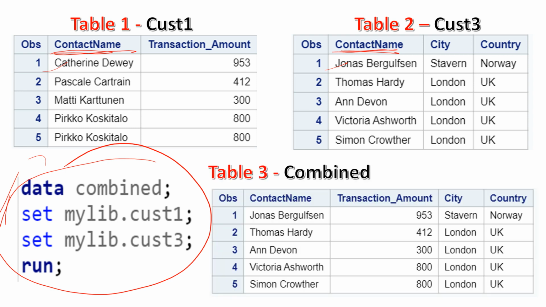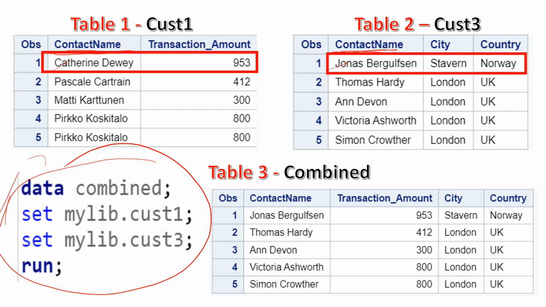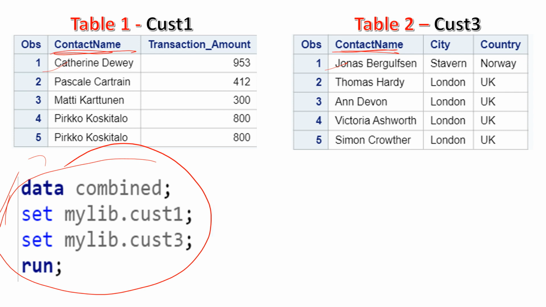So for that you will get a result something like this. As you can clearly see here, the first value was Catherine, and in the second table the first value was Jonas, but in the resulting table Catherine has been replaced with Jonas, meaning the value in the common column has been replaced by the value of the second table. So how does it happen in SAS? SAS has a buffer area which is called the PDV, the program data vector.